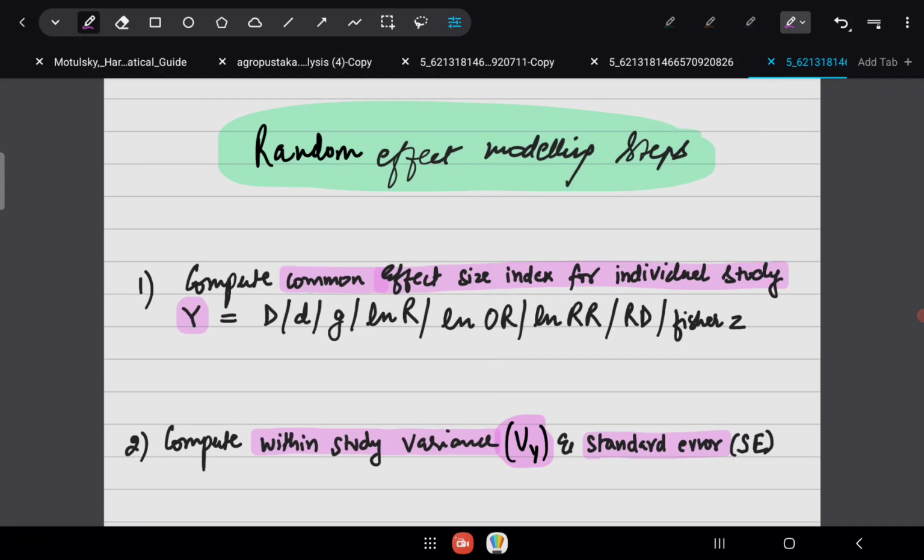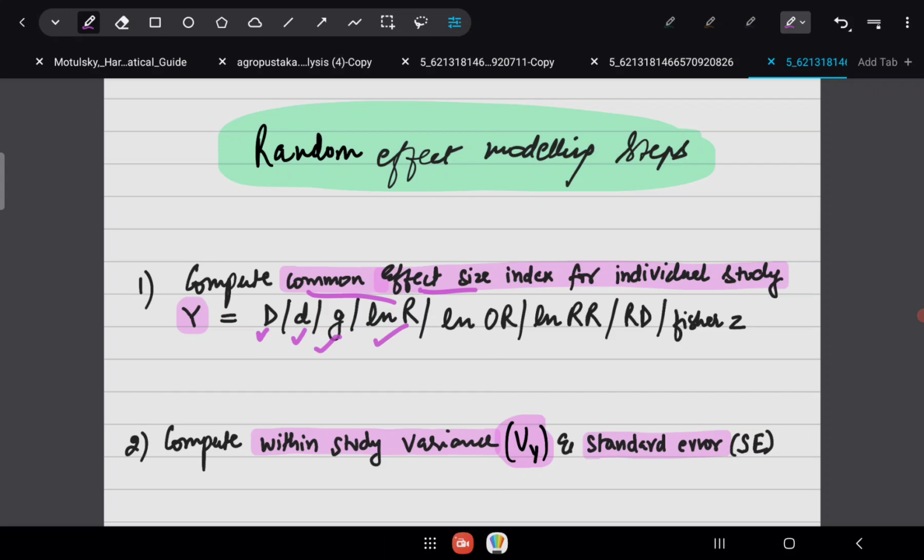We know that the first step will always be computing the common effect size index for all the individual studies. Now if the study is reporting continuous data, it could be raw mean difference or unstandardized mean difference or standardized mean difference, which could be Cohen's d or Hedges' g, or it could be response ratio also. Remember that if you are using any ratio, then it has to be converted into the logarithmic form to perform the calculations of the summary effect as well as p-values.